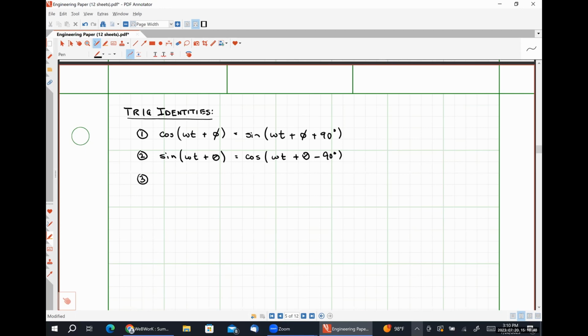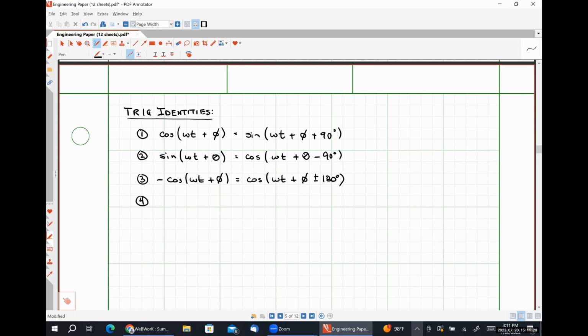Our third identity, if we have a negative cosine function, and we want to make it a positive cosine function, we simply add or subtract 180 degrees. It does not matter whether we add or subtract. We're simply moving a half cycle ahead or a half cycle back. And the result is exactly the same either way.